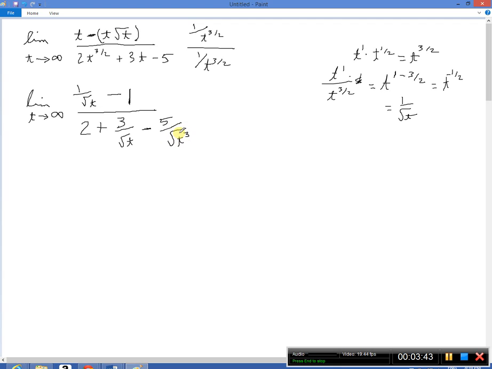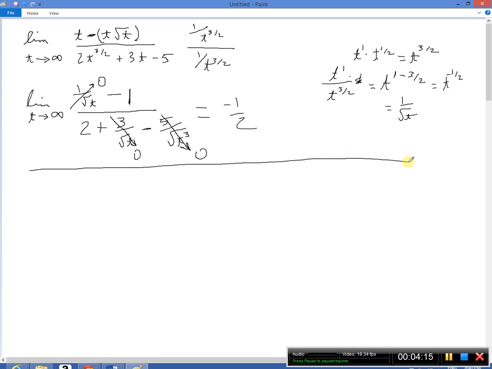Laws of radicals. Okay, at this point we can calculate what happens as t gets large. 1 over square root of t is getting small. That goes to 0. 3 over square root of t is going to go to 0. And 5 over square root of t cubed is also going to go to 0. All of those denominators are getting huge as t gets large, so they go to 0, because the fraction gets small when the denominator is big. So the limit is just minus 1/2. So we have a horizontal asymptote for this function on the right of y equals negative 1/2.